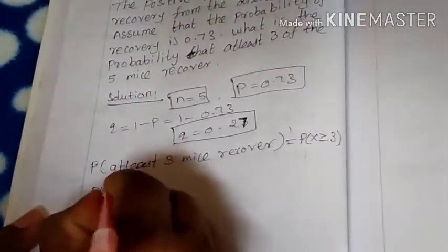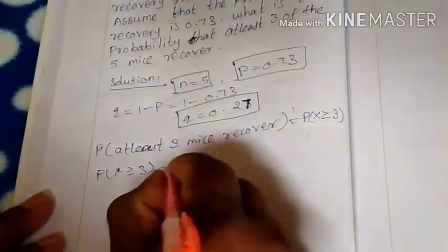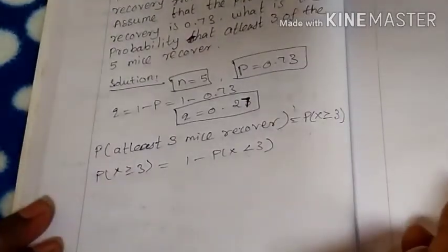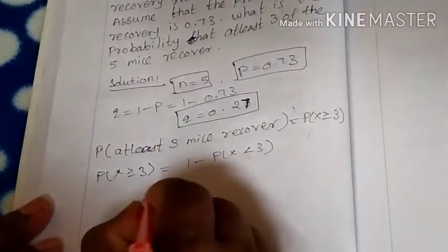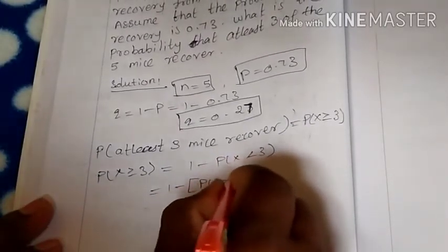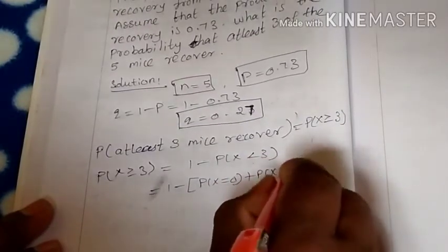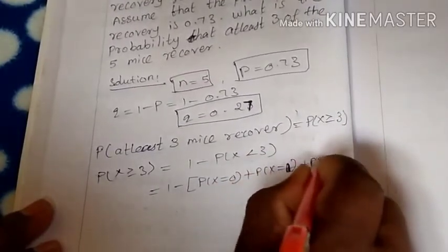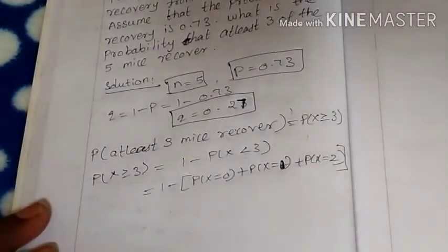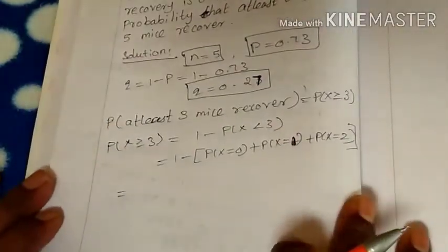P of x greater than or equal to 3 is equal to 1 minus P of x less than 3. This is equivalent to this. Then 1 minus P of x less than 3 means P of x is equal to 0 plus P of x is equal to 1, then P of x is equal to 2. That's all. Then substituting into the binomial distribution, we get the answer.